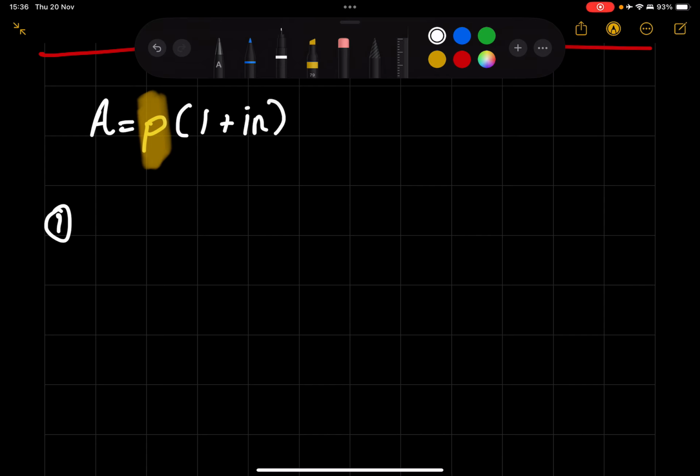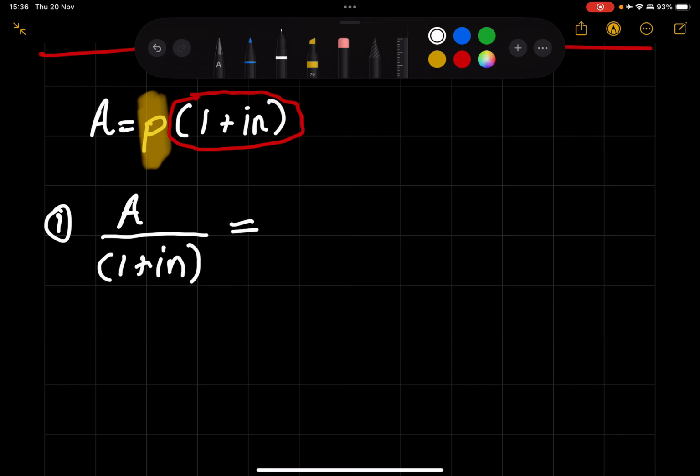And I can see that P is basically multiplied by this bracket. And the inverse operation of multiplication is division, which means I have to divide by that bracket on the left. So I'm going to have A divided by that bracket is equals to P. And then I have now isolated P, and I can easily substitute my A, I, and N and solve for P. That is how you isolate P, ladies and gents.